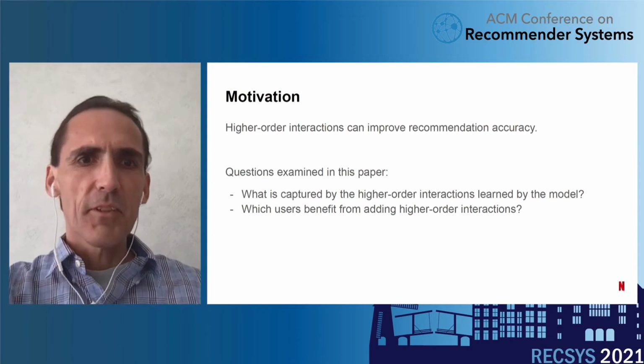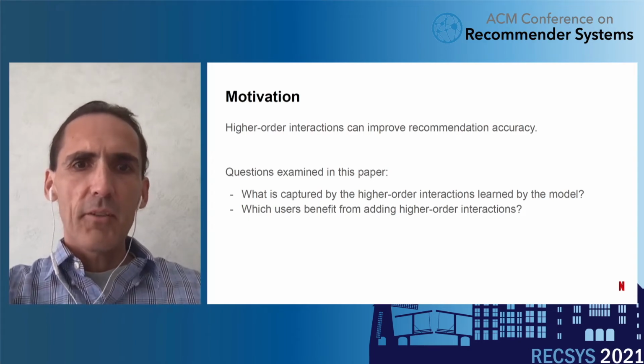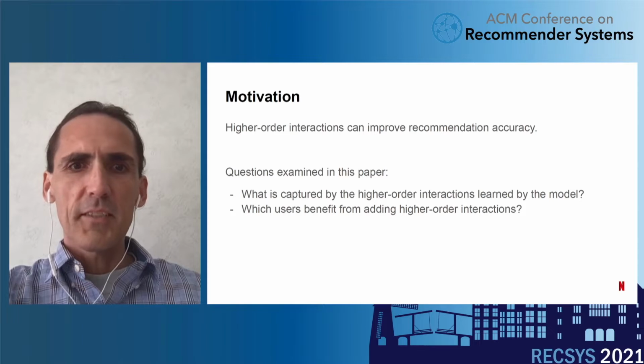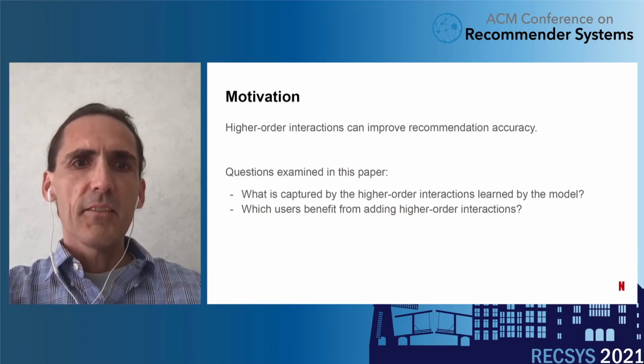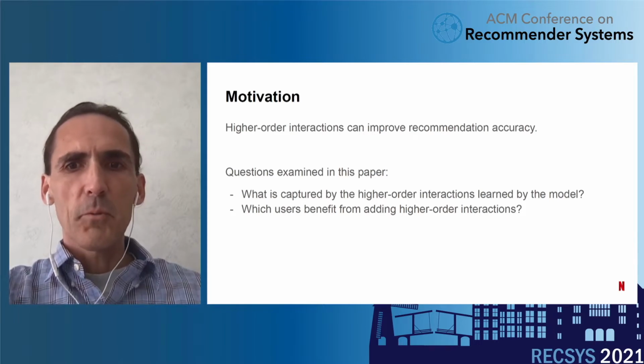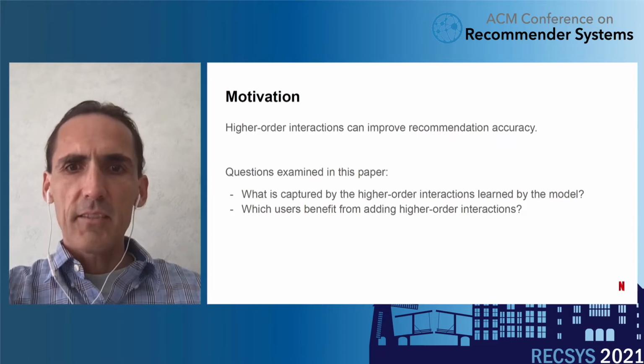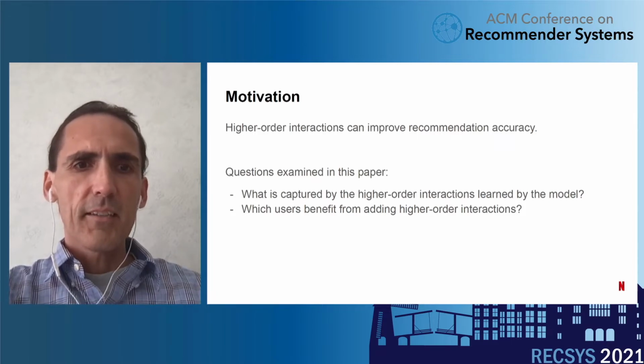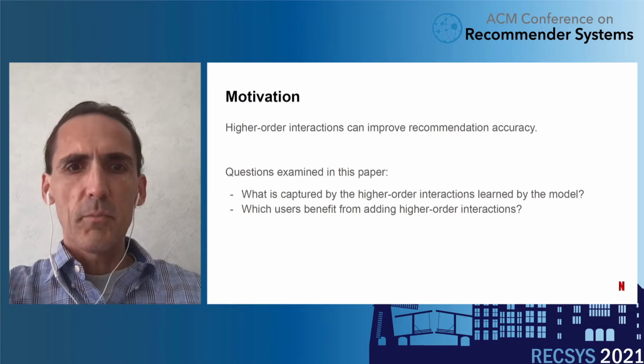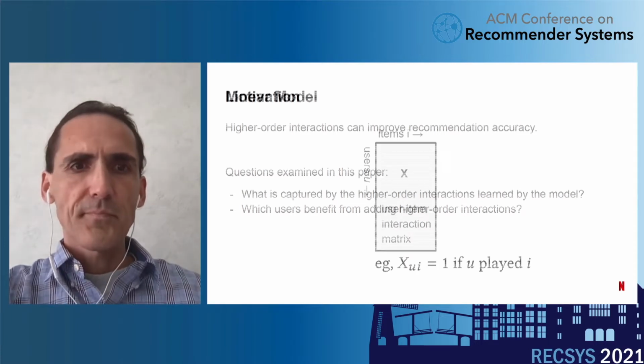The motivation for this work was the fact that modeling high-order interactions can improve recommendation accuracy. To this end, we wanted to better understand 2 questions. First, what is actually captured by the higher order interactions learned by the model? And second, which users actually benefit the most from adding these higher order interactions to our model?